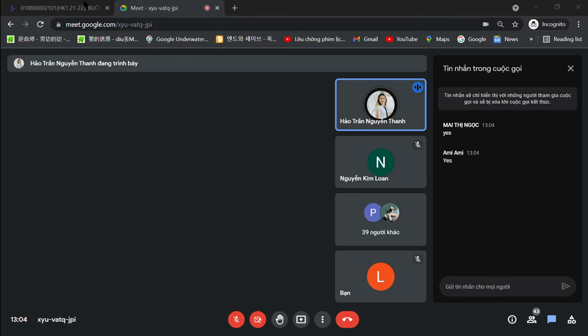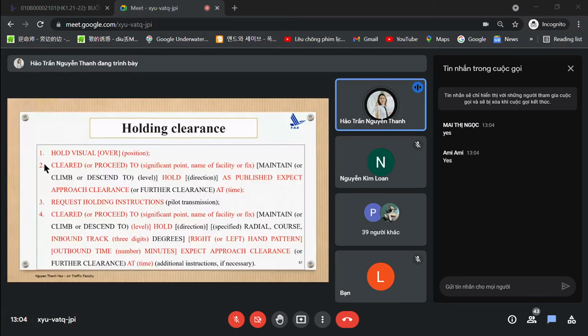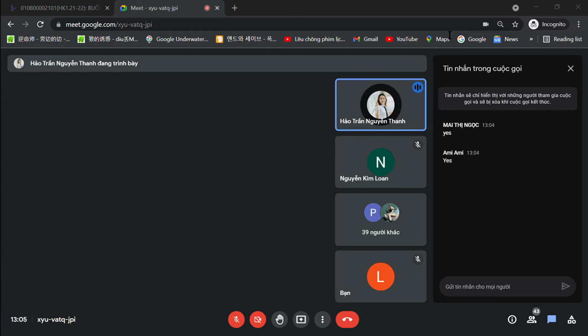And in fact, it is rarely used because it had no procedure. However, it can be used for both IFR and VFR flights. However, for IFR it is rarely used, and we usually use the types of phraseology 2 and 4. And here you can see an example of a holding clearance.